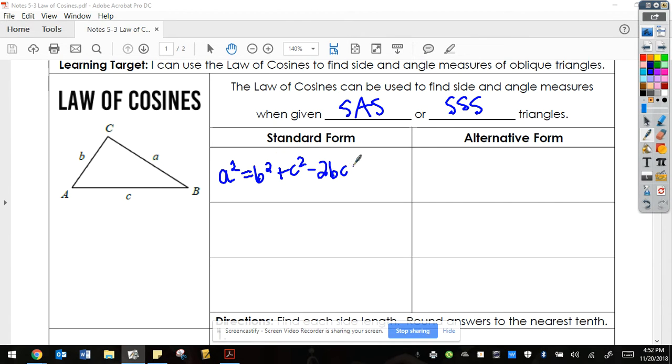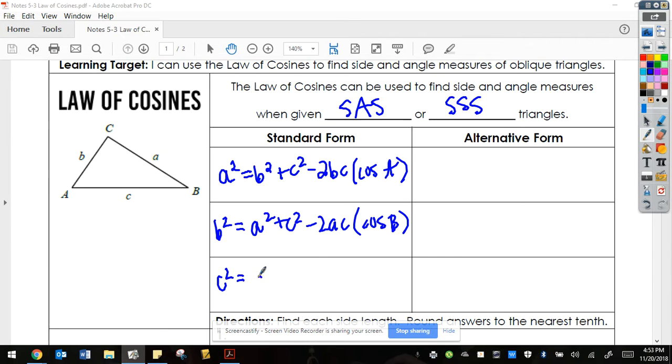We just manipulate it based on the letters. So I'm just going to write these real quick, and then you guys can copy them. So the other one is b squared equals a squared plus c squared minus 2ac cosine of b. C squared equals a squared plus b squared minus 2ab times cosine of capital C.